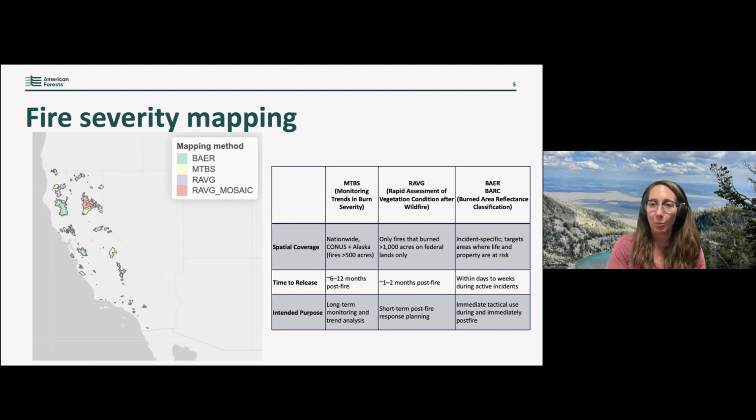And we can start mobilizing a little bit more quickly when we have access to these RAVG maps. The last one is BARC, and I'll probably refer to this as BEAR moving forward because it's part of the BEAR program, which is really intended to only map areas where there are threats to life and/or property.